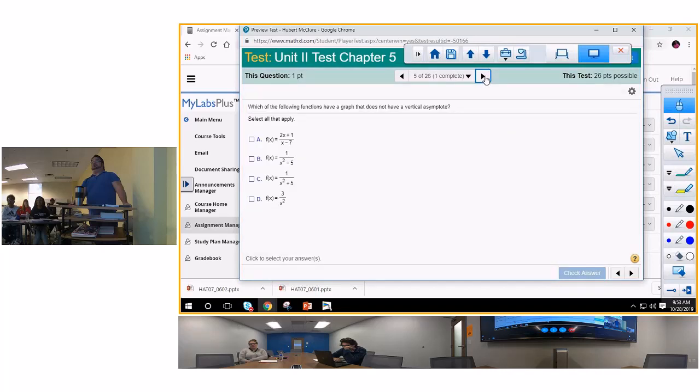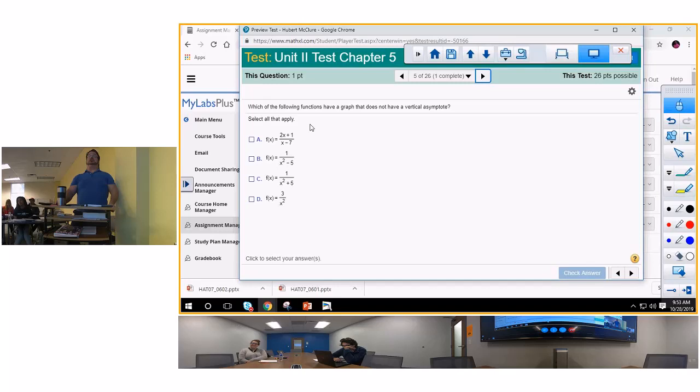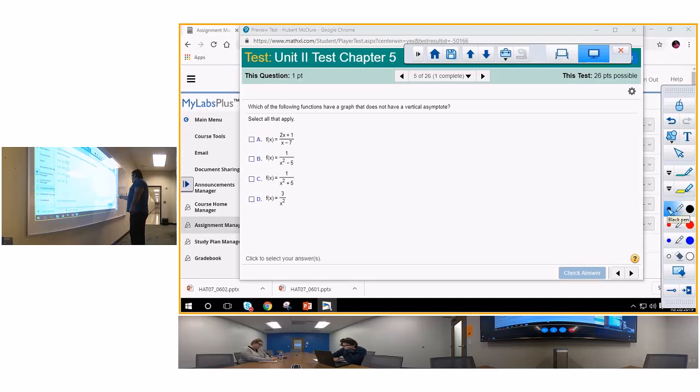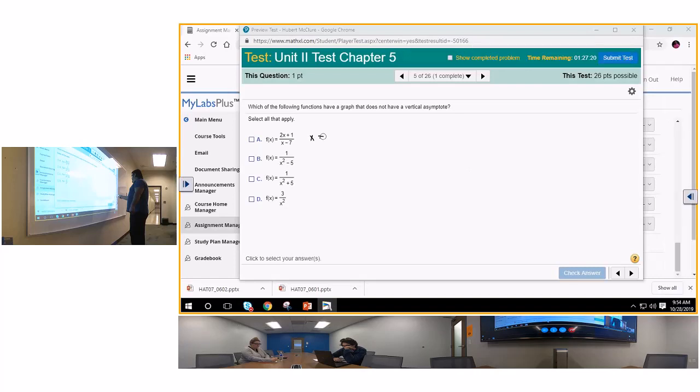Next. Which of the following functions have a graph that does not have a vertical asymptote? Remember, we went through this. All 3 of these we've gone over so far. Let's look, because somebody might not have been there or might not have written it down. So this one has a vertical asymptote at what? x is equal to 7. If it's not equal to something, then that means you have a vertical asymptote.